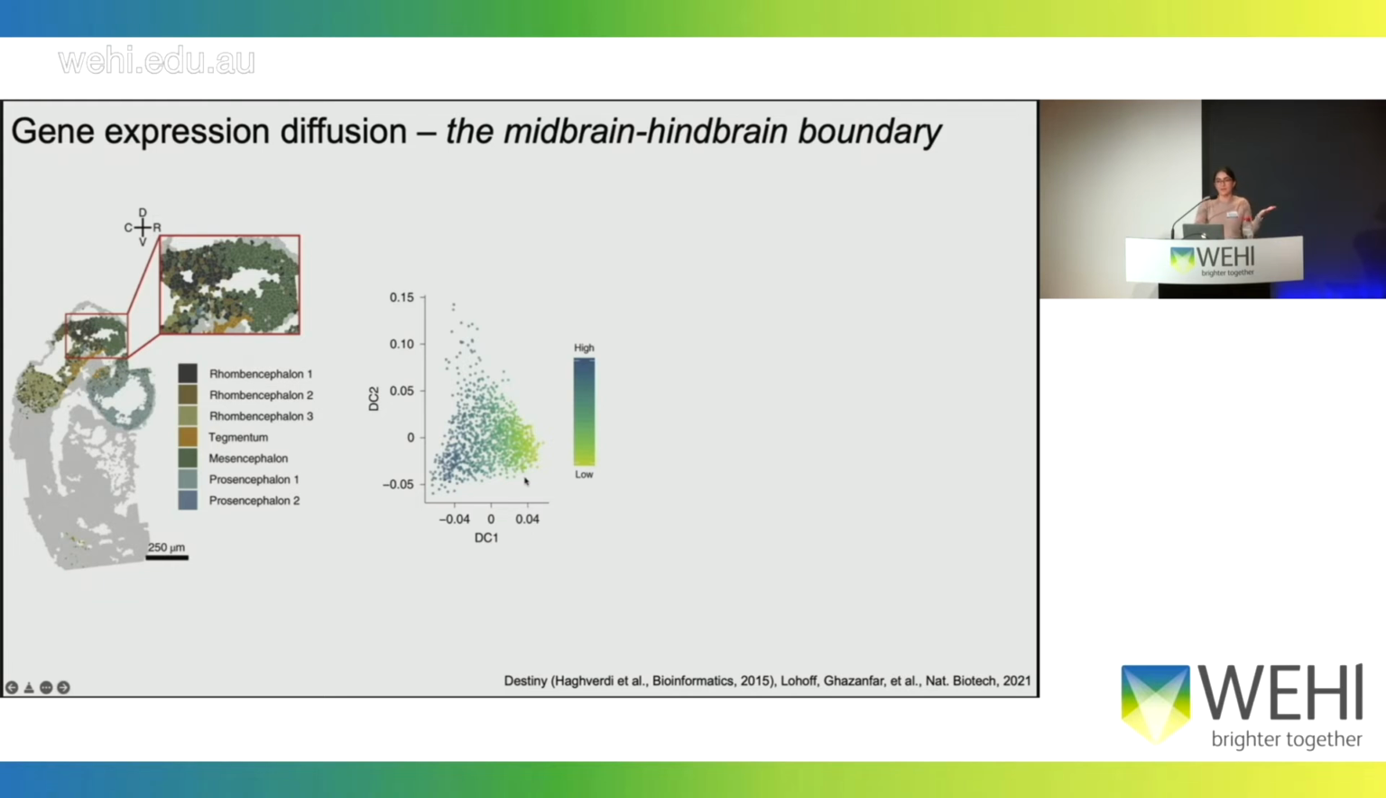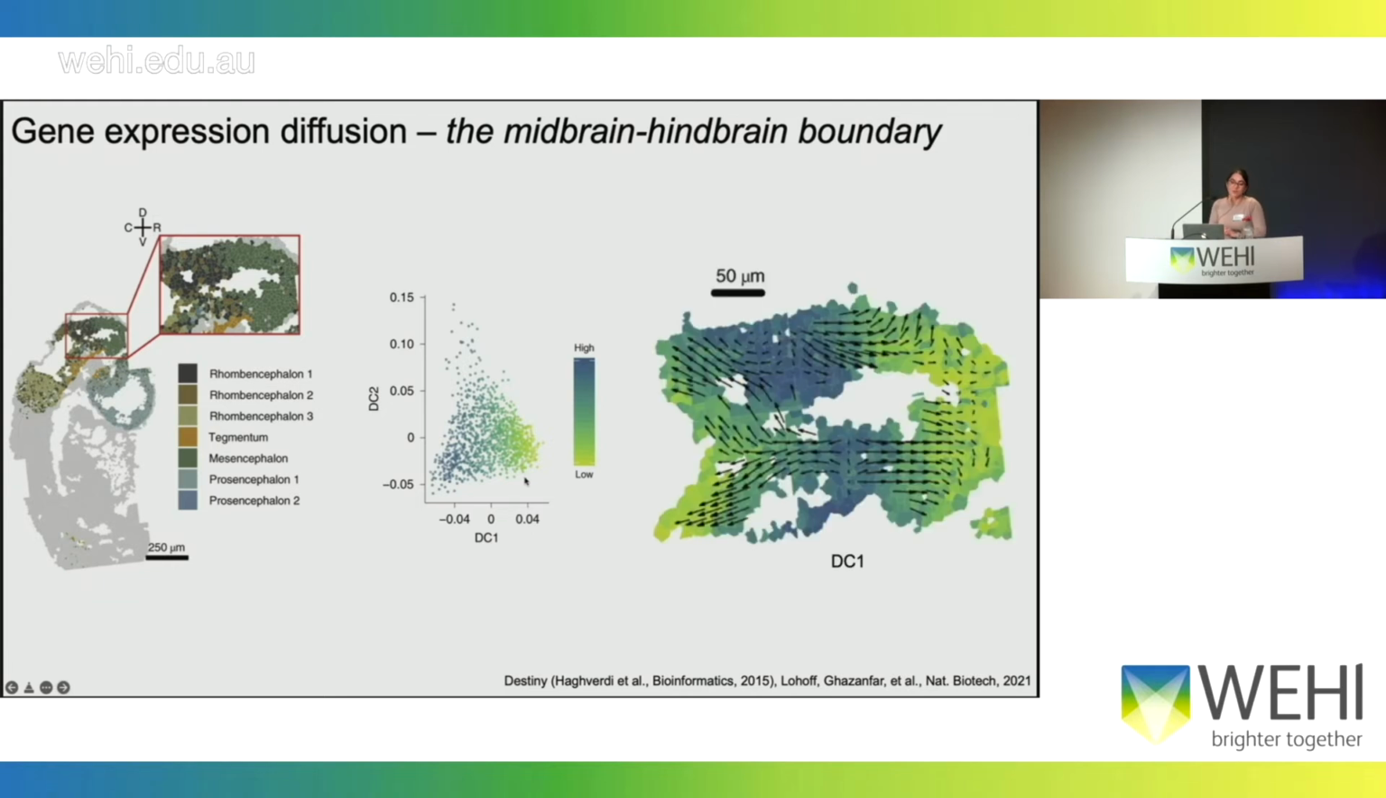If we port over those diffusion component colors, what we observed was an extremely smooth shift in colors. I'm overlaying the estimated vector field here. This is not RNA velocity. It is just the vector field showing the shift in diffusion component 1 over space.